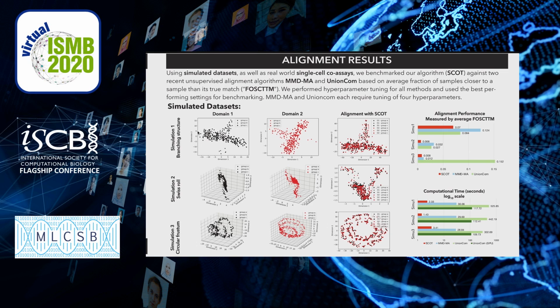Here we have 3 simulated datasets: bifurcation, Swiss roll, and circular frustum. In the first two columns, you can see the projections of the original domains. We visualize the alignments performed by SCOT on the third column. On the fourth column, we show that SCOT achieves the best alignment results for all simulation datasets and completes the alignments in significantly less time.